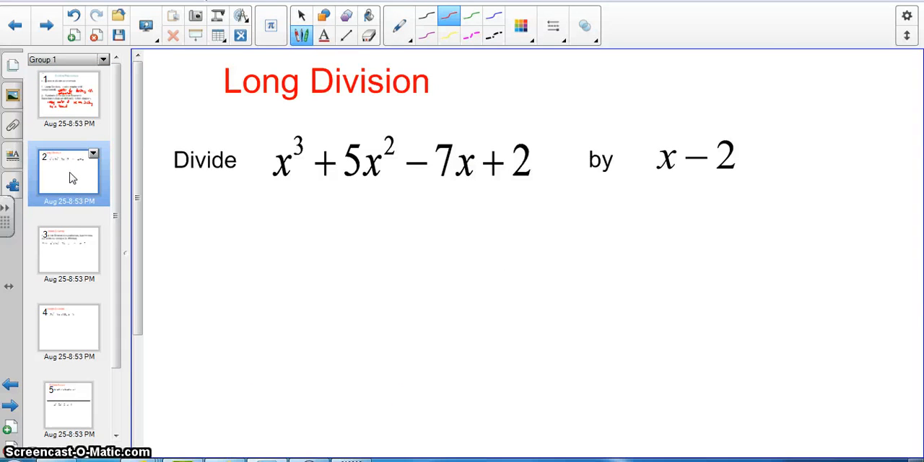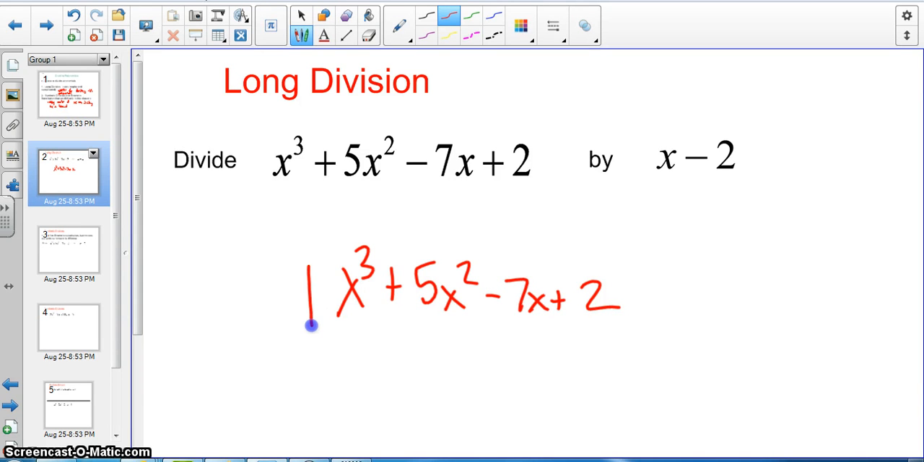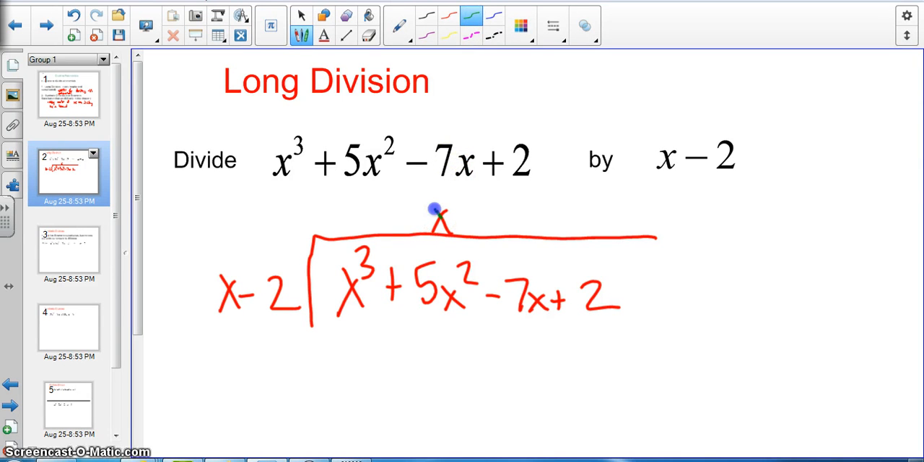Alright, long division. I'm just going to do one example and show you. Long division, what we do is we write our numbers, our polynomial that we are going to divide, and we're going to divide it by our divisor, x minus 2. Now first, I have to think, how many times does x go into x to the third? Well, it goes in, we need one more, so I'd have x squared. Because x squared times x is x to the third.